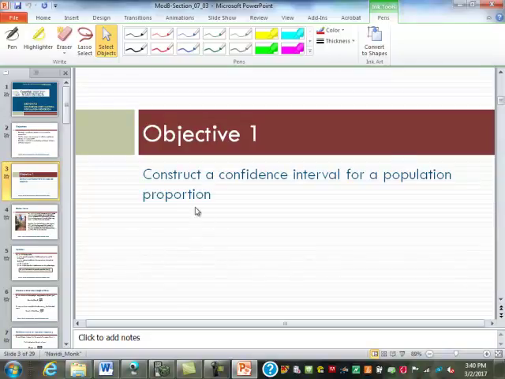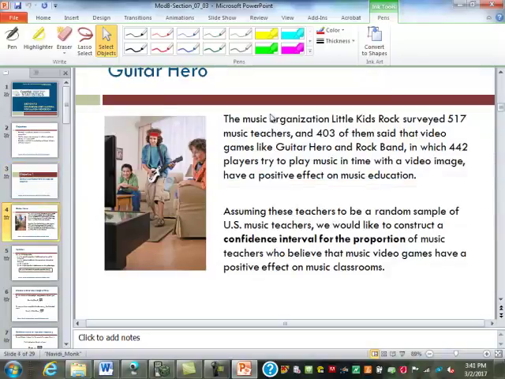So, construct a confidence interval for a population proportion. Here, the music organization Little Kids Rock surveys 517 music teachers. So n equals 517. And 403 of them said that video games like Guitar Hero and Rock Band, in which players try to play music in time with the video image, have a positive effect on music education. So 403 of them. So what we define here is x is going to be 403.